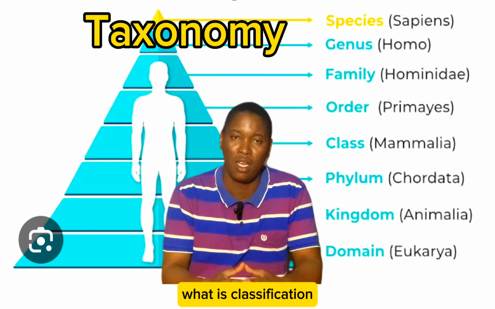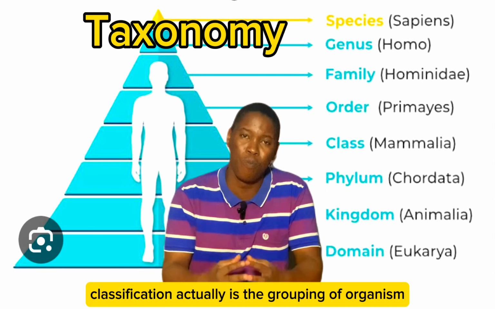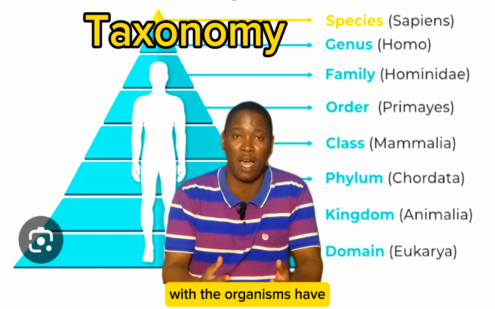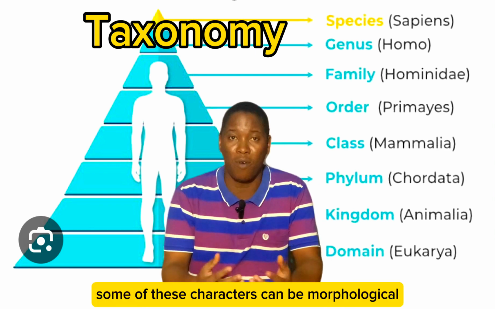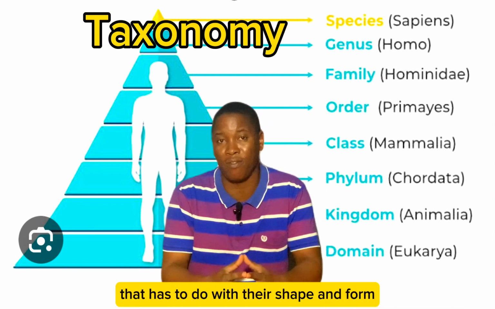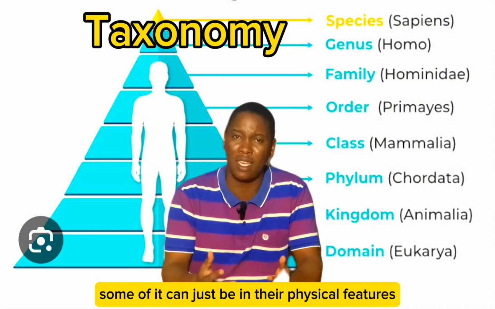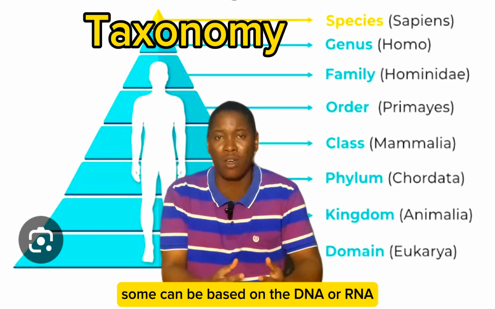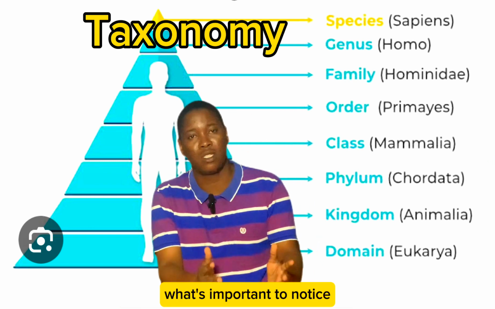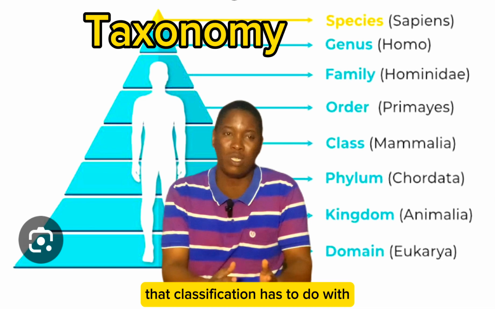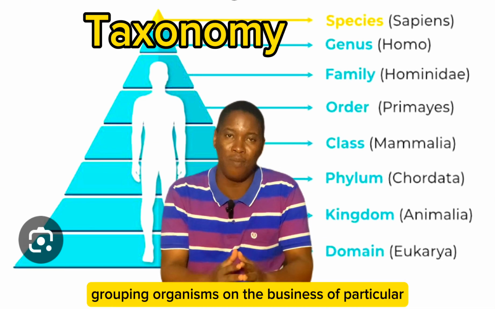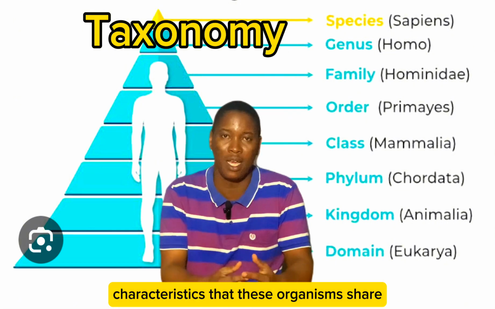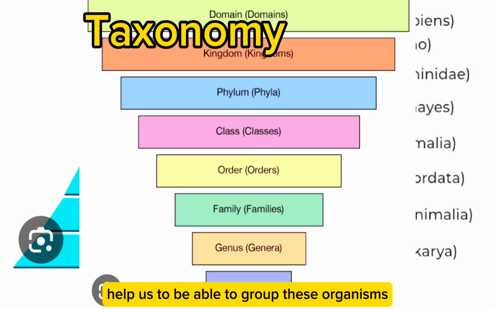What is classification? Classification actually is the grouping of organisms based on different characteristics which the organisms have. Some of these characteristics can be morphological, that has to do with their shape and form. Some can just be in their physical features, things that can be seen. Some can be based on the DNA or RNA composition of these organisms. But what's important to note is that classification has to do with grouping organisms on the basis of particular characteristics that these organisms share.